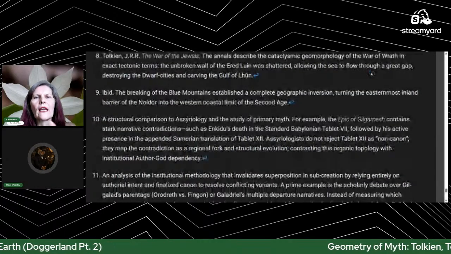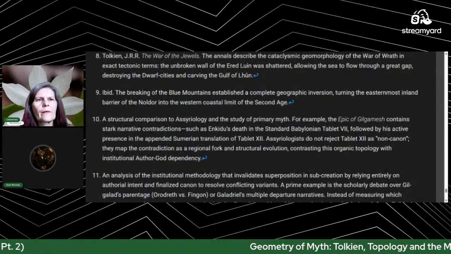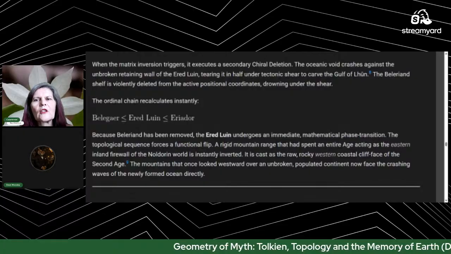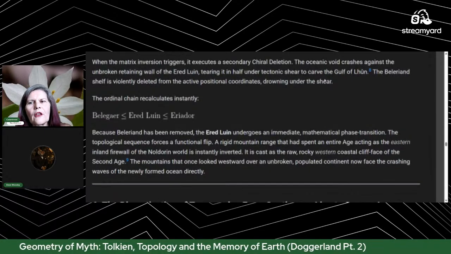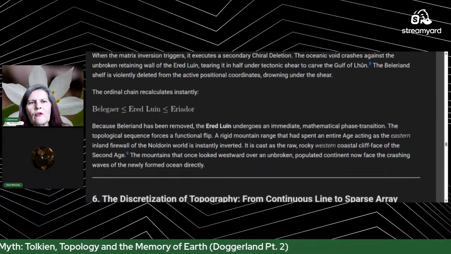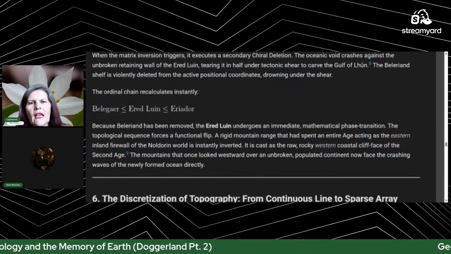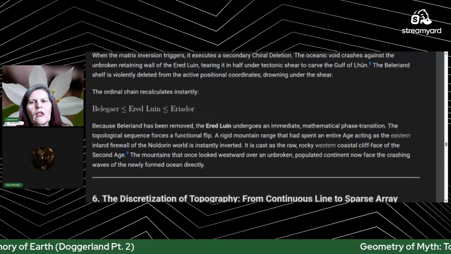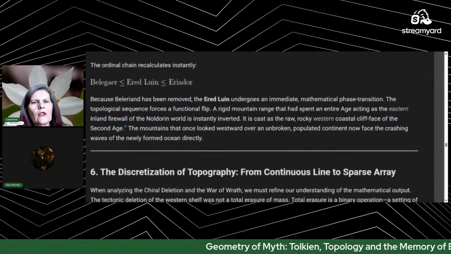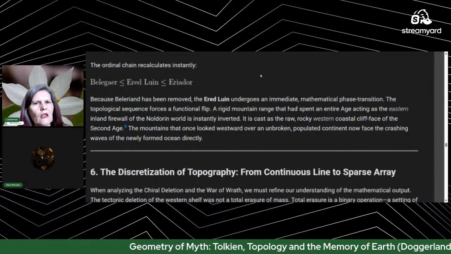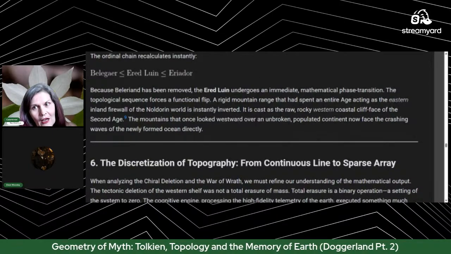If you look at the Lord of the Rings map, you'll see that the mountains are kind of split there. The Beleriand shelf is violently deleted from the active positional coordinates, drowning it under the shear. The ordinal chain recalculates instantly, because it was an instant happening pretty much.